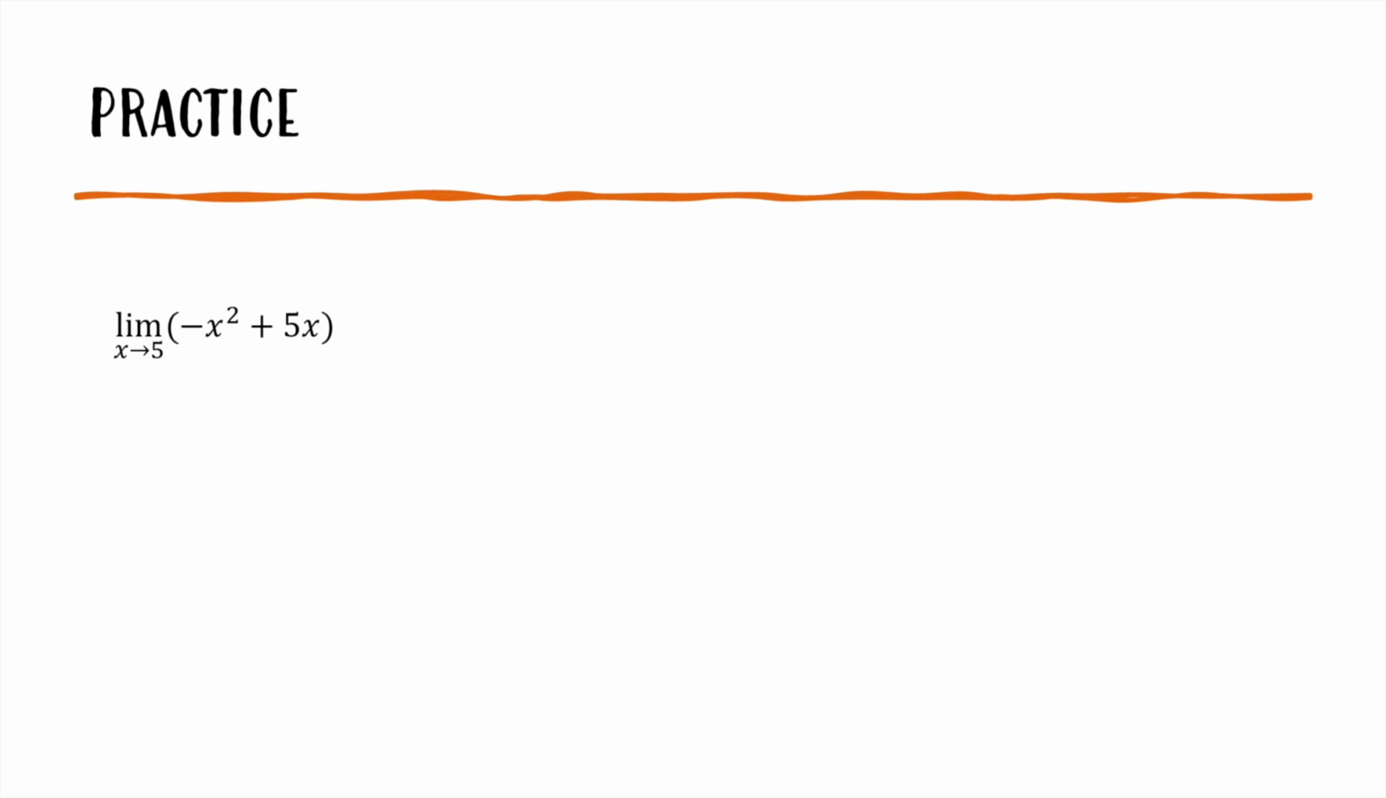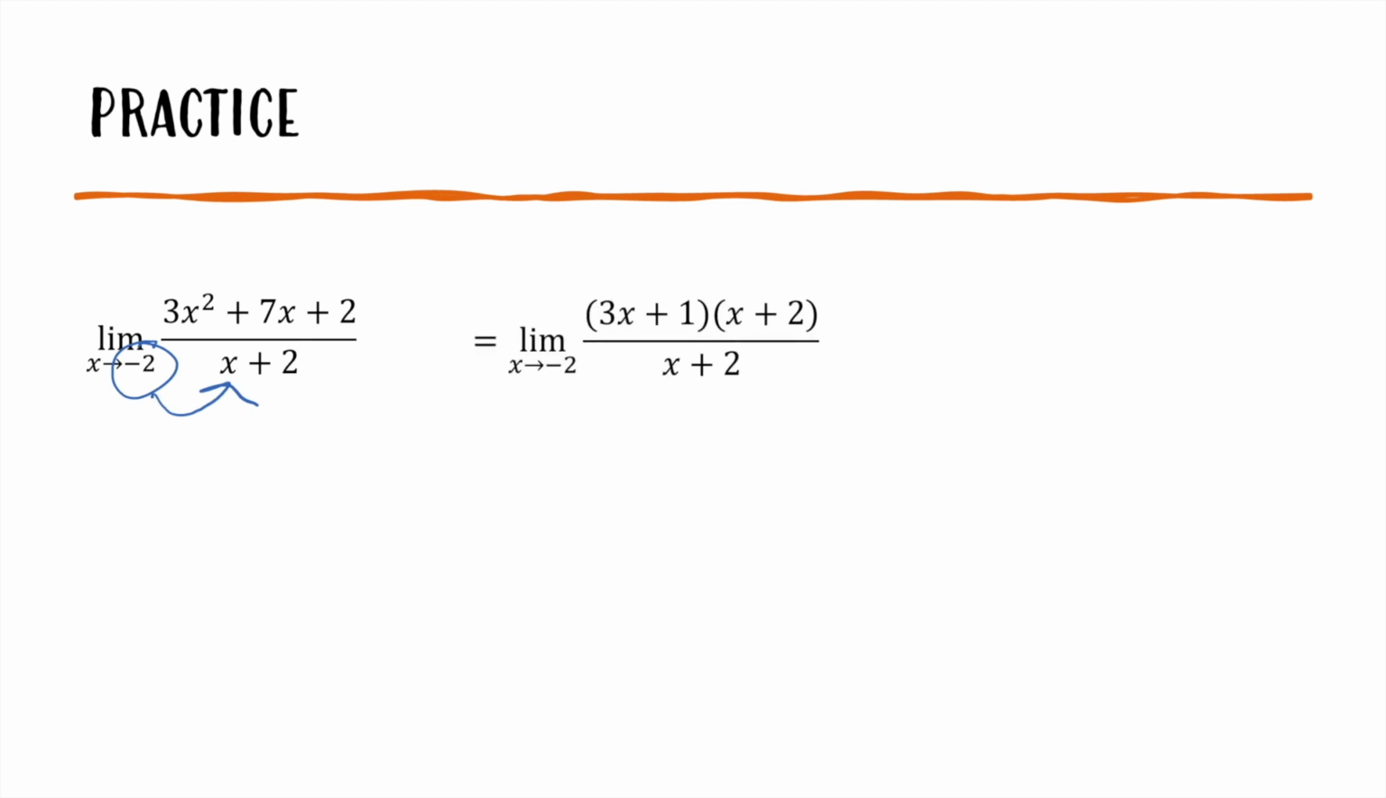So first thing we have is the limit as x approaches 5 of negative x squared plus 5x. First thing you do is try to just plug in 5, and that works just fine. We get 0. This one's a little bit trickier because if you plug in negative 2, you get a 0 on the bottom. So let's try factoring the top to see if there's something we can cancel. And there is. So once you cancel it, now you can try direct substitution again. So we have the limit of negative 5.